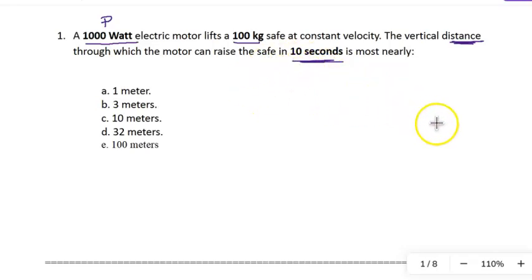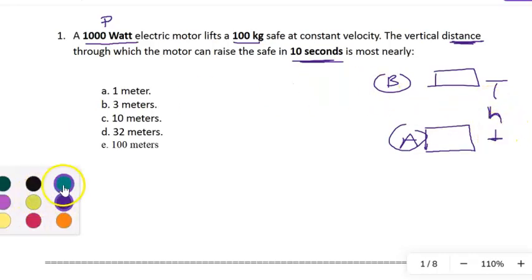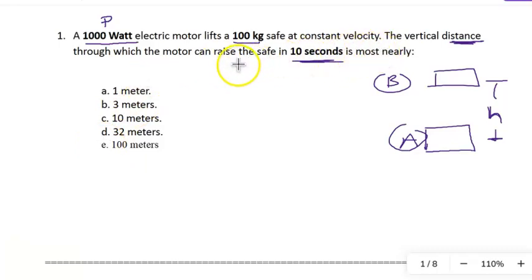Okay, so one thing that might help is thinking about, oh, it's a safe, okay. It's going from point A to point B. And we're looking for the vertical distance between points A and B. Let's call that H. And the other thing that you are told is constant velocity. So whatever speed it has at A is the same as the speed it has at B.